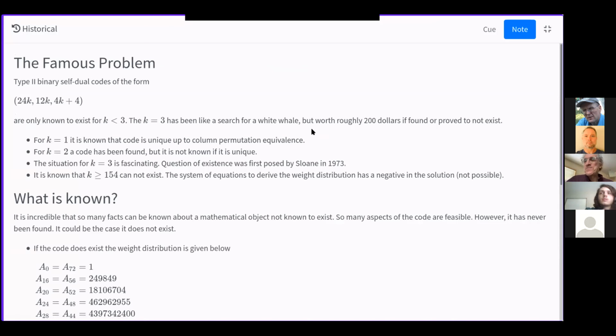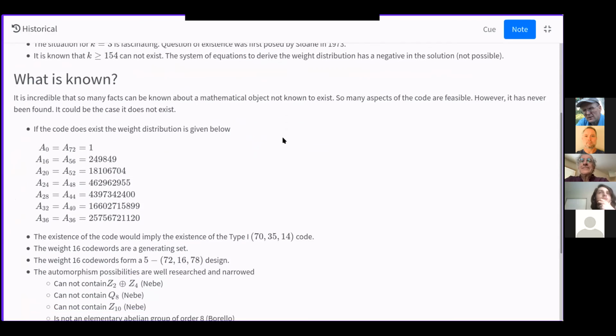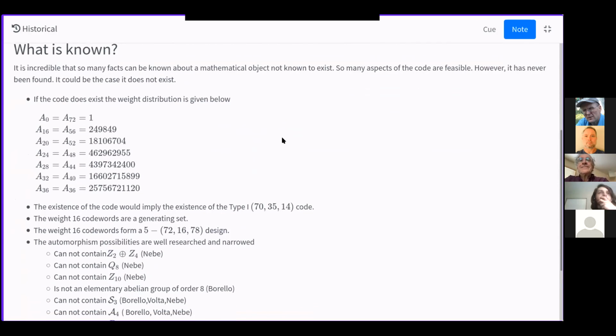Anyway, so we know that K cannot exist for greater than 154 because at that point, the system of equations derived to make the weight distribution has a negative in the solution. So that's quite a big distance from where we are to where we have an upper bound. This code that's not known to exist, we know what the weight distribution of the code is. So we don't even know if it exists, but we know how many of each weight there will be. And right there it is.